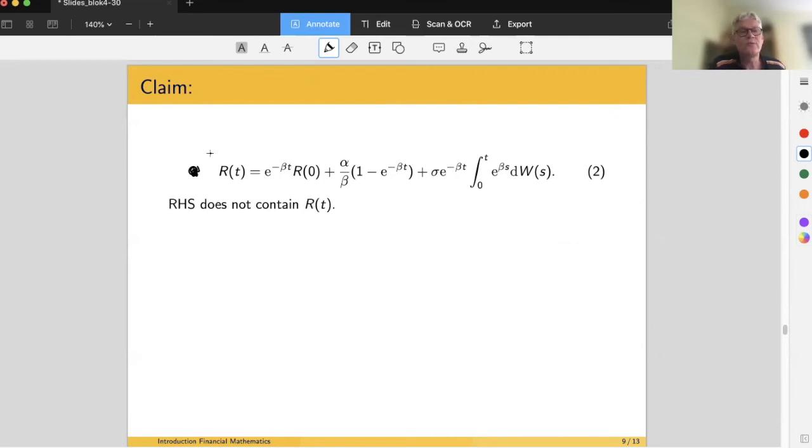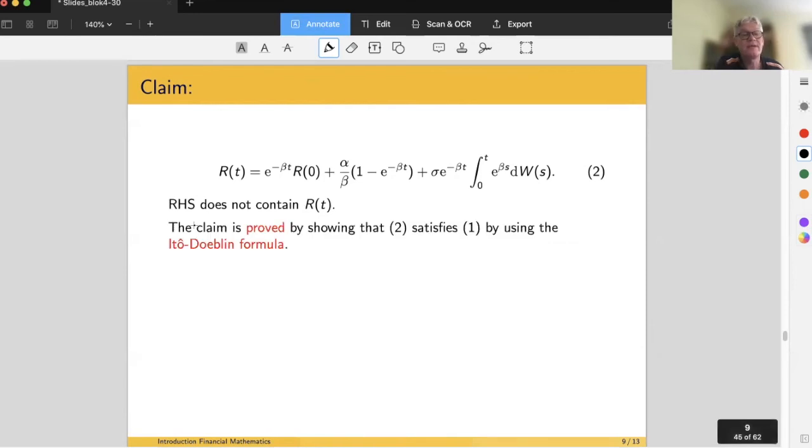So what we will do is we will be using this, and we will get back to the equation. The claim is that this is the solution. The claim is that 2 satisfies 1, and that claim is proved by showing that 2 satisfies 1 on the basis of the Ito-Doeblin formula. So we need an f of t and x. Here you see a term which purely depends on t. And here we see something with a dW term and a time term. So there will be a part of the function which depends on both time and on some x.